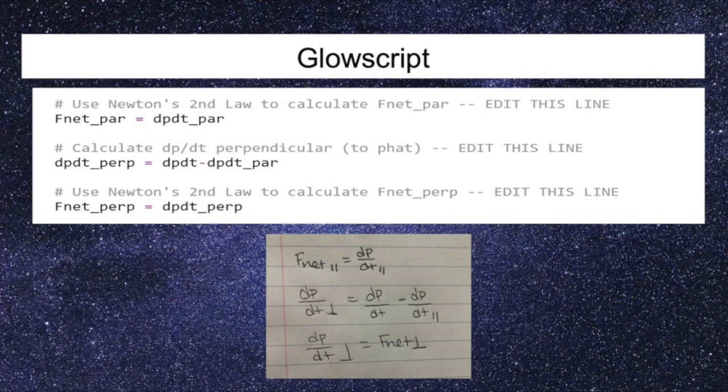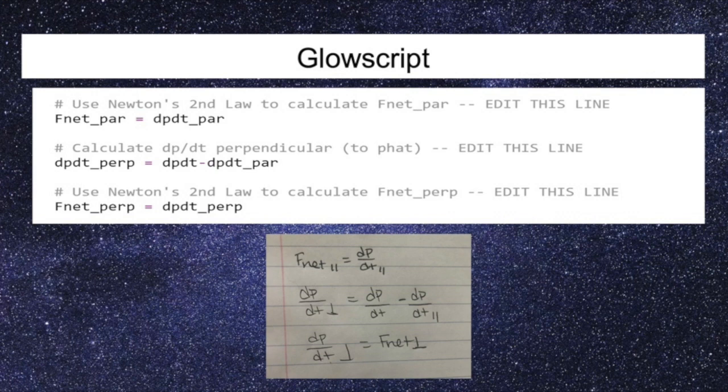We know that dp/dt equals dp/dt parallel plus dp/dt perpendicular. This means that I could set dp/dt perpendicular equal to dp/dt minus dp/dt parallel, because we have already found dp/dt and dp/dt parallel. We know that dp/dt in the perpendicular is equal to the F net in the perpendicular, so we could set F net perp equal to dp/dt perp.